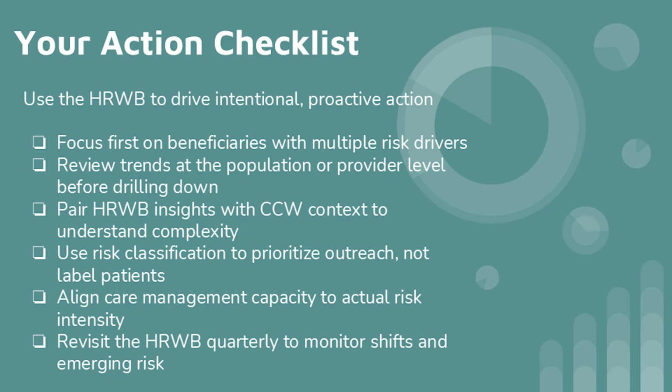Let's close with the practical action checklist. Use the High Risk Workbook to focus first on beneficiaries with multiple risk drivers. Review trends at the population or provider level before drilling down. Pair High Risk Workbook insights with Chronic Condition Workbook context to understand underlying complexity. Use risk classification to prioritize outreach, not label patients. Align care management capacity to actual risk intensity. Revisit the High Risk Workbook quarterly to identify shifts and emerging risk. The goal is proactive, patient-centered care, not volume or compliance.